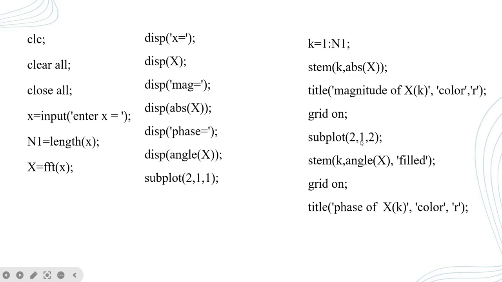That is subplot 2, 1, 2. So here, this will select the second quadrant, or the second subplot, and it will plot the phase spectrum using the stem plot. And this filled option fills the markers, and here we are again using the red color, so it will set the title in the red color. Okay.